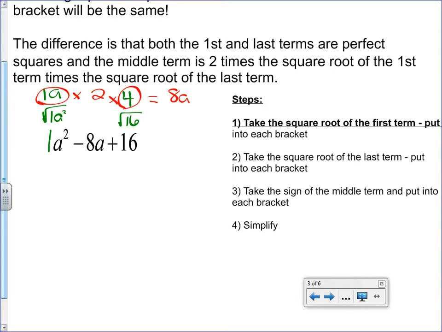So what I can do here, because if this was not 8a, I'd have a problem. I can't do this little trick. So this is our check that we have to do.